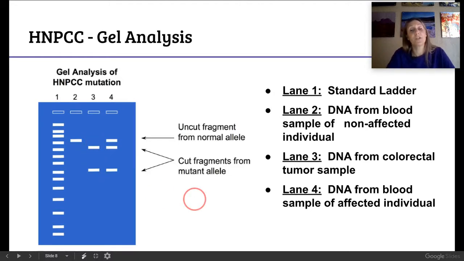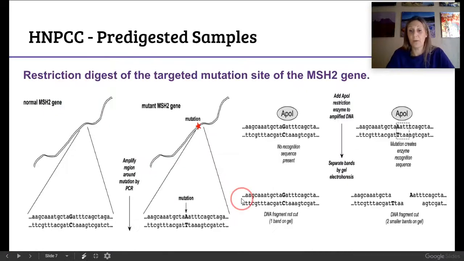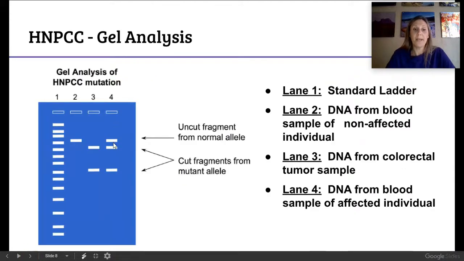And then if you're an individual that's heterozygous, you are going to have one gene that was not cut and one gene that was cut with our restriction enzyme. So that will end up looking like this: this is the gene that was not mutated and was normal, and then these 2 bands come from our mutated gene that was digested with our restriction enzyme.